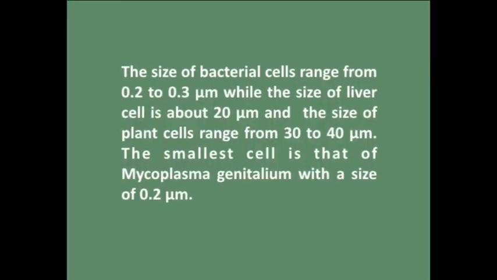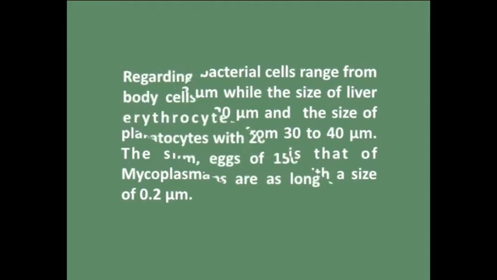For example, the size of bacterial cells ranged from 0.2 to 0.3 micrometer, while the size of liver cells is about 20 micrometer, and the size of plant cells range from 30 to 40 micrometer. The smallest cell is that of Mycoplasma genitalium with a size of 0.2 micrometer.